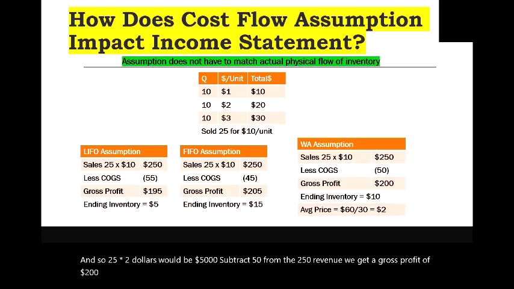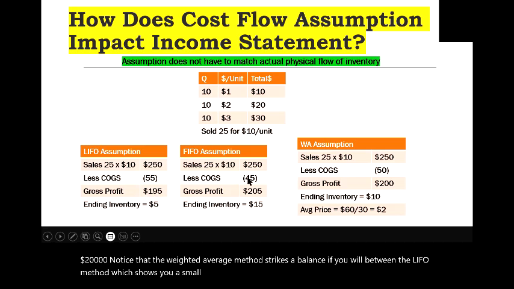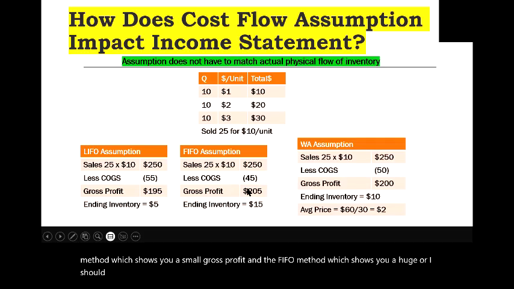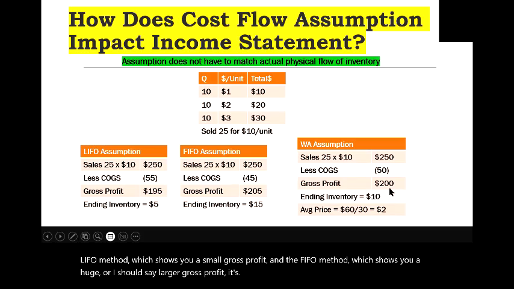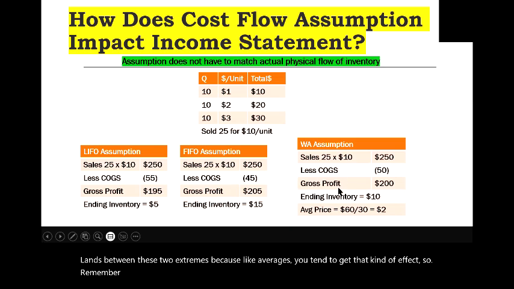Notice that the weighted average method strikes a balance, if you will, between the LIFO method, which shows you a small gross profit, and the FIFO method, which shows you a huge, or I should say larger, gross profit. It lands between these two extremes because, like averages, you tend to get that kind of effect. So remember, the assumption is just that, an assumption.